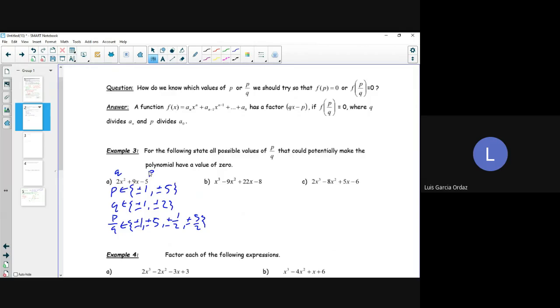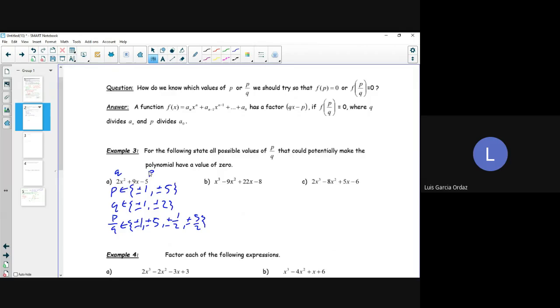So the possible factors of 2x squared plus 9x minus 5 can be positive and negative 1, positive or negative 5, positive or negative 1 over 2, positive or negative 5 over 2, and that's pretty much it. One of these, if you sub it into 2x squared plus 9x minus 5, is going to give you 0. One of those is going to be a factor.